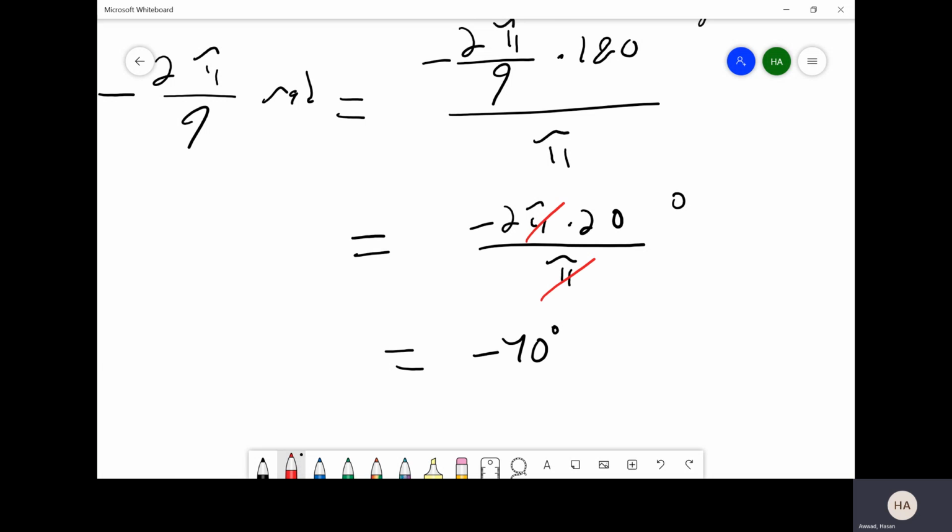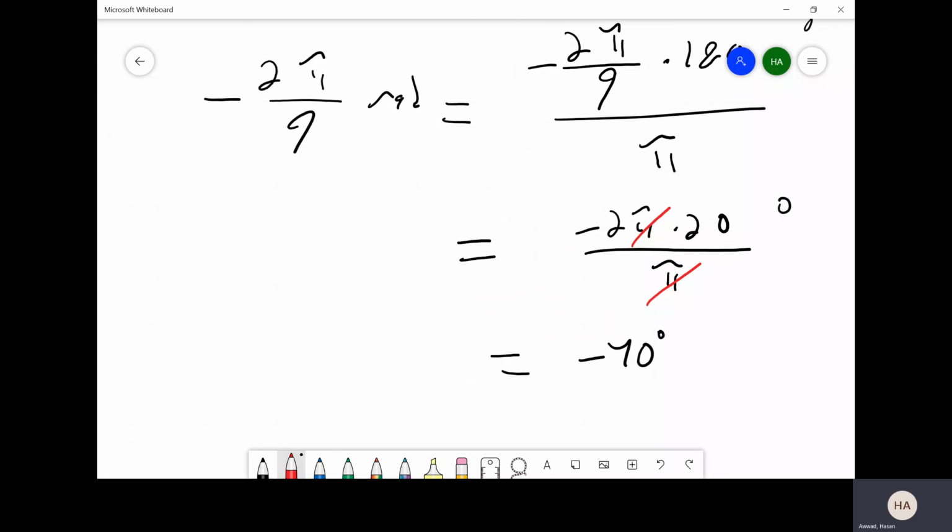And once again, we're done, right? So we see that negative 2 pi over 9 radians converts to negative 40 degrees. And this is a really important concept. Notice how the negative sign sticks throughout, right? The negative isn't going away, which is indicative of it saying, okay, whether you're in radians or degrees, if you're going clockwise, you're going clockwise. If you're going counterclockwise, you're still going counterclockwise. Converting between radians and degrees doesn't change the direction that the angle is going, okay?